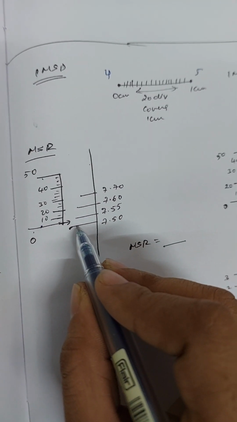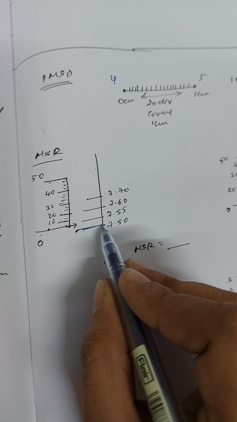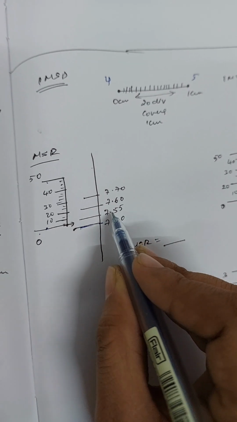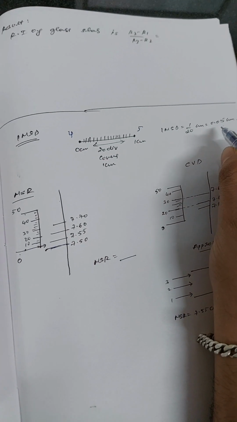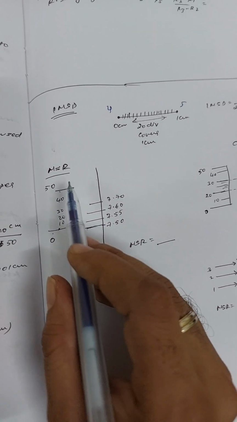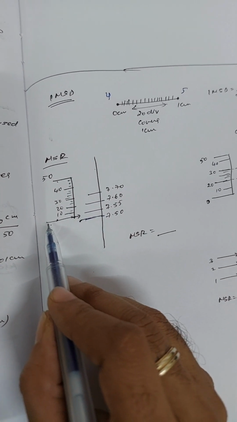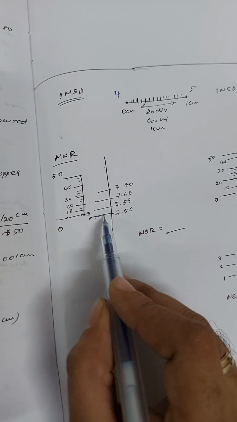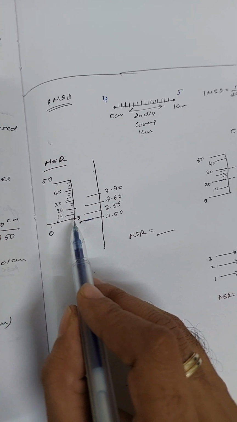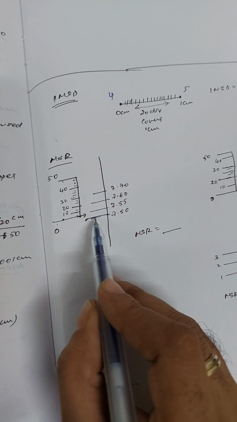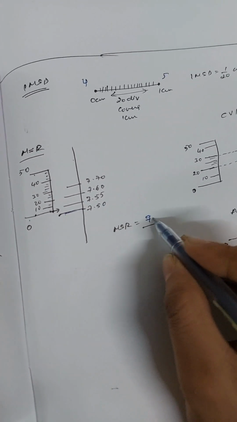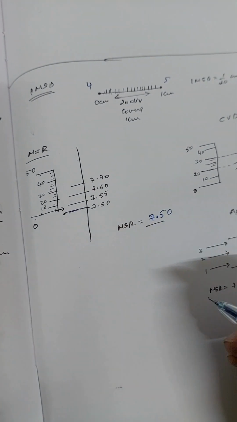So for example, if this division on the main scale is 7.50, the very next division should be 7.55. I have just added 0.05 because one division is worth 0.05. So this is the situation. Now how to measure MSR? MSR means where the 0 of the vernier scale is on the main scale. As you can see, the 0 of the vernier scale is between 7.50 and 7.55. So the MSR should be 7.50. You have to take the lower value.